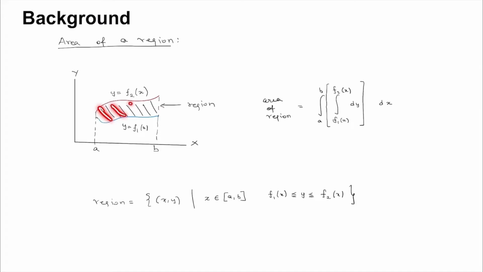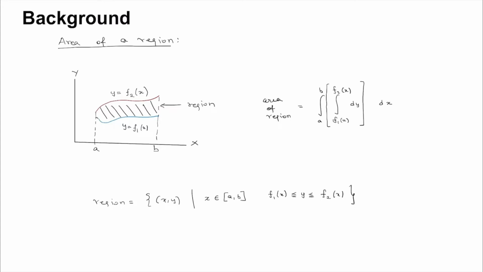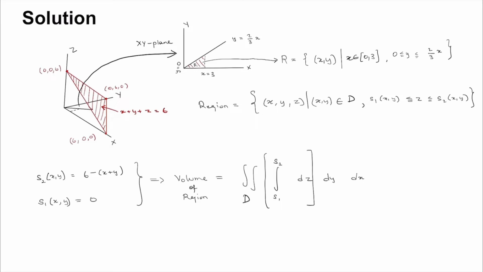Again, this region I have described in set builder notation here so there is no ambiguity. So with all that preface, let's start the problem. The problem describes a region of finite area on the xy plane, which is this. I've taken the liberty of drawing the xy plane diagram separately so that it can be more easily visualized for the second half of the problem. And this is a segment of the plane x plus y plus z equal to 6.